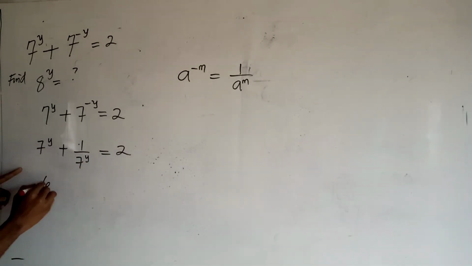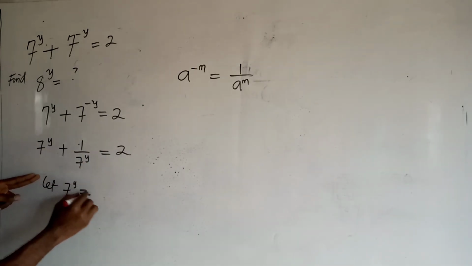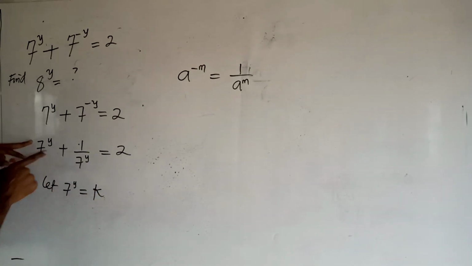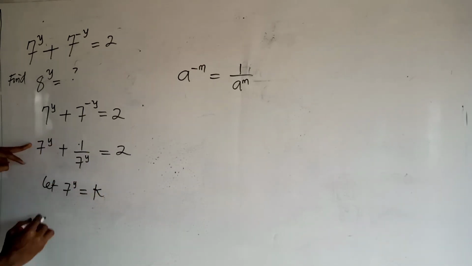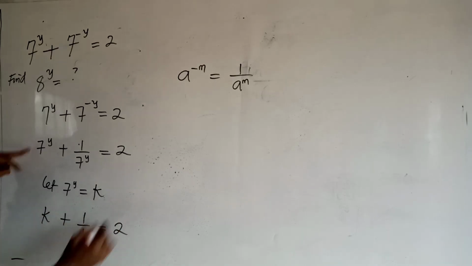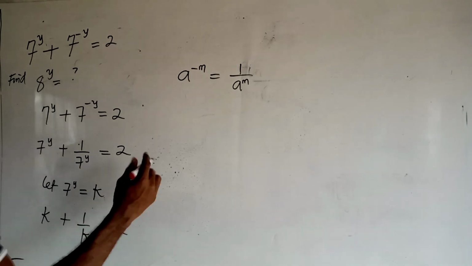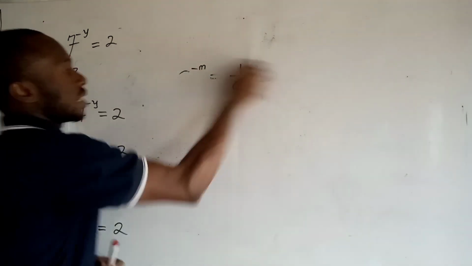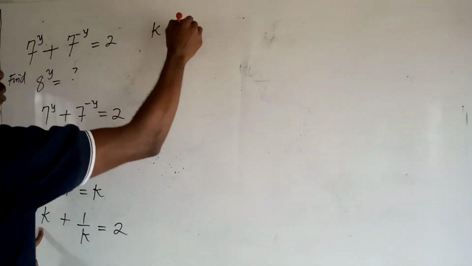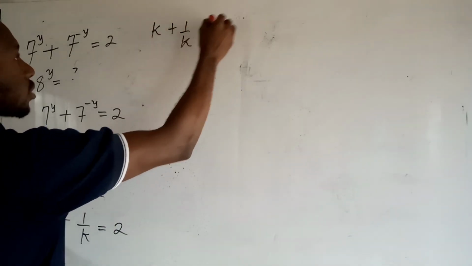So I will say let 7^y be equal to, let's say, k. Whenever I say 7^y, I will make it to be k. So I have k + 1/k = 2. Right now we have k + 1/k = 2.